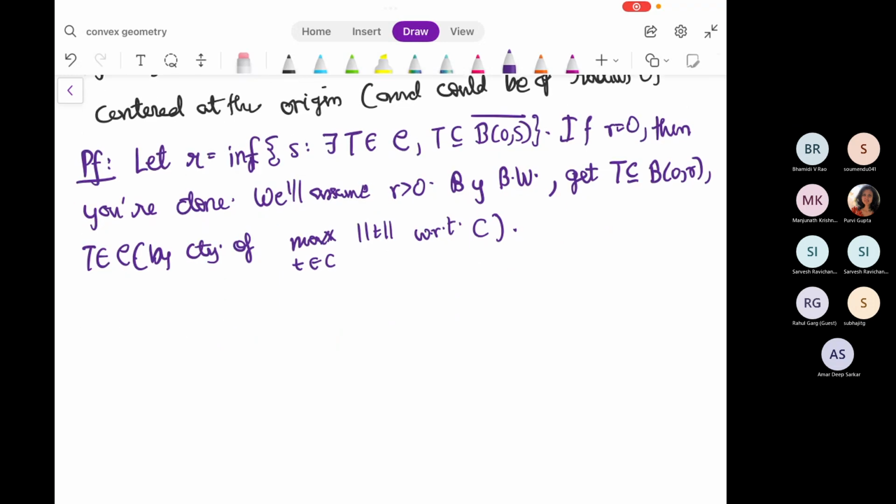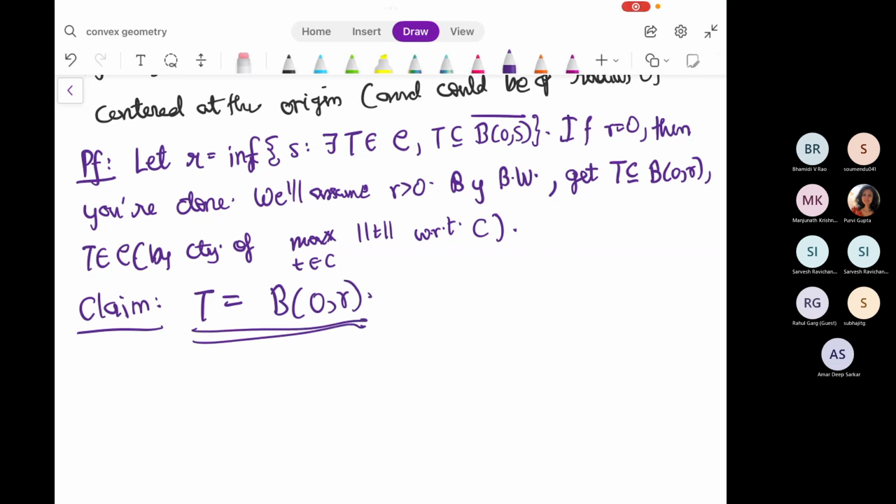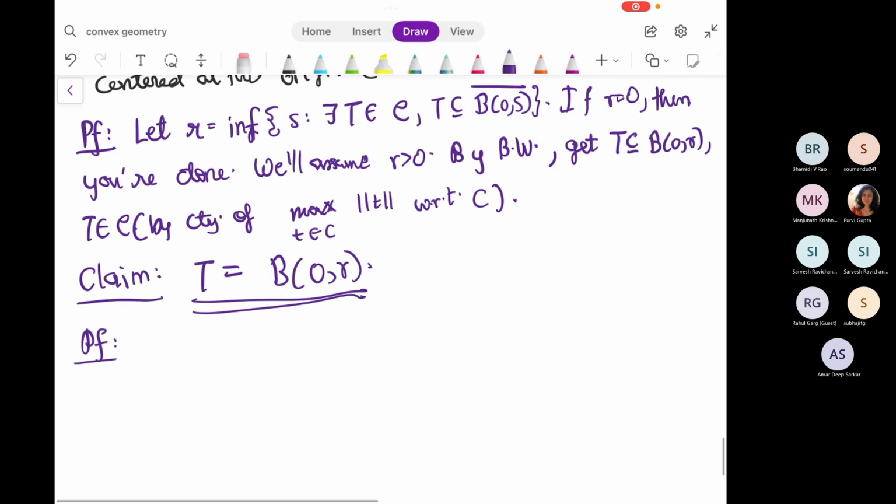And what we will claim now is that T is in fact the ball of radius 0. T is actually equal to the ball of radius 0. So how do we prove this claim? As I said earlier, the proof is by contradiction. T is a compact set. So if it's not equal to the ball of radius 0r, but it's contained in the ball of radius 0r, then B0r minus T is open. So it will contain at least a ball.